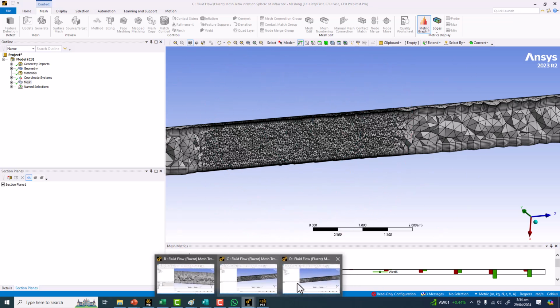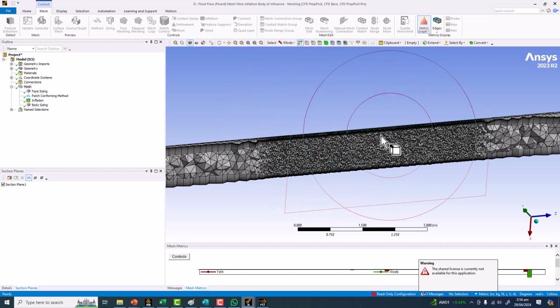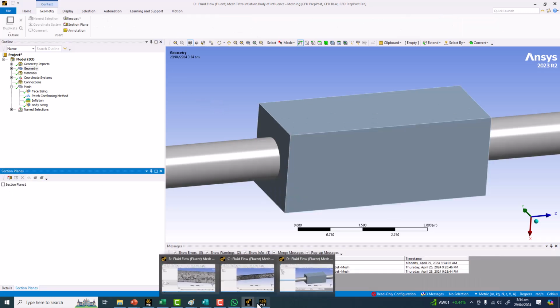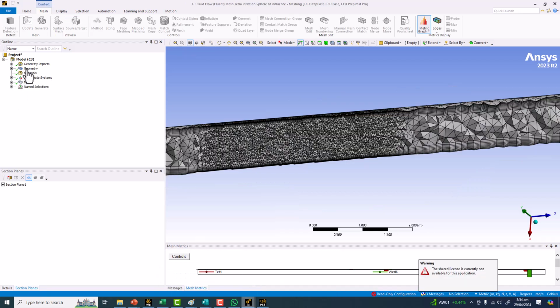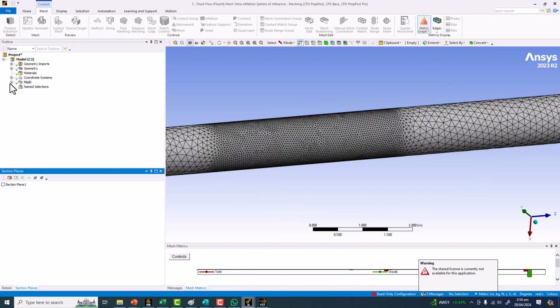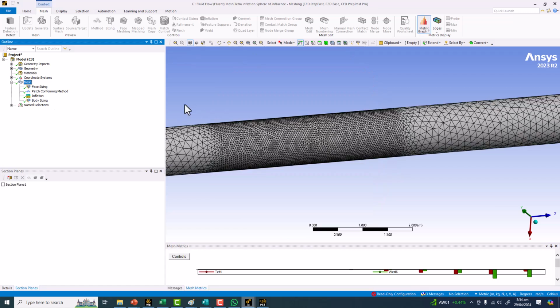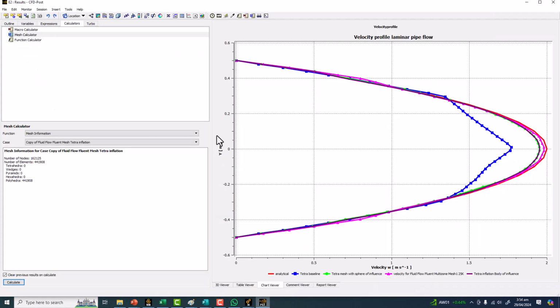And in a similar way, the third mesh is the same element size, but the only thing is that we have used the body of influence. So this body of influence is shown here. And here we have only used the sphere of influence that you can see from here, like this one. So this is making a difference. One is without anything else.